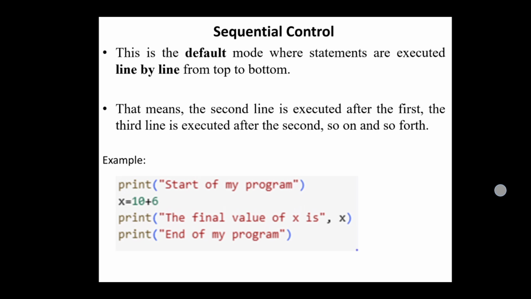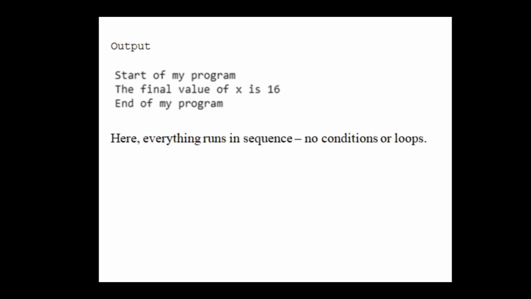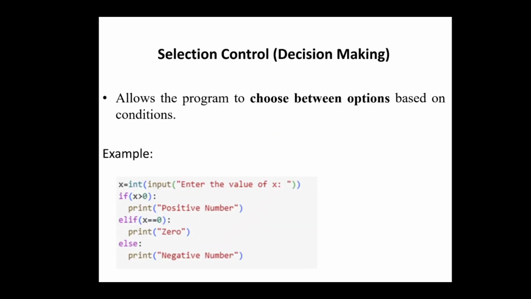So you see, first line 1 is executed, after that line 2, then line 3, then line 4. Every statement is executed line by line, from top to bottom. This is sequential control. In the output, you see start of my program, the final value of x is 16, end of my program. Here, everything runs in sequence, with no conditions or loops.